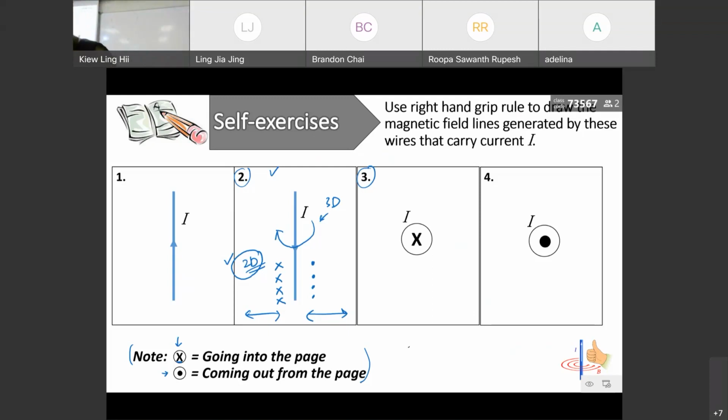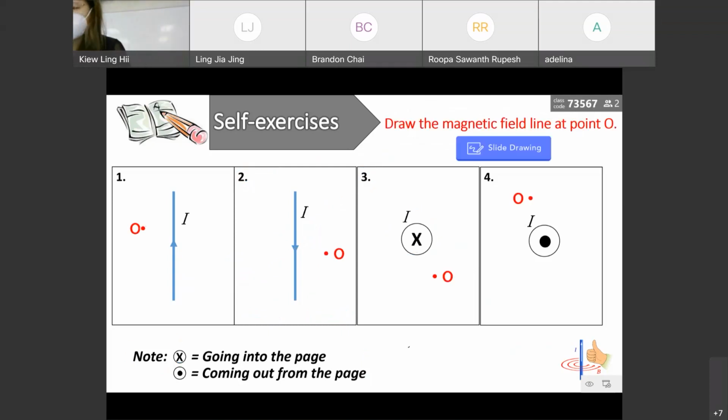Now in our question 3, the current itself is a cross product. Cross means going into the screen. So how do you draw your magnetic field lines? Thumb pointing into the screen, direction of fingers is clockwise. Very good, so clockwise. Now, what if you are asked to determine the direction at a point only? At this point, how would you draw the direction of the magnetic field at point O?